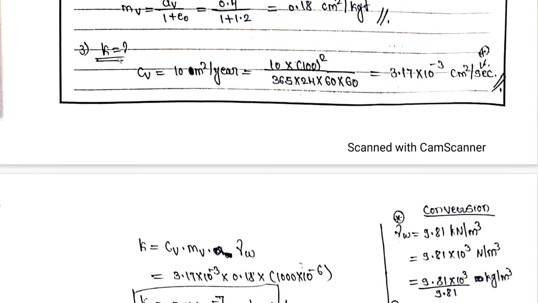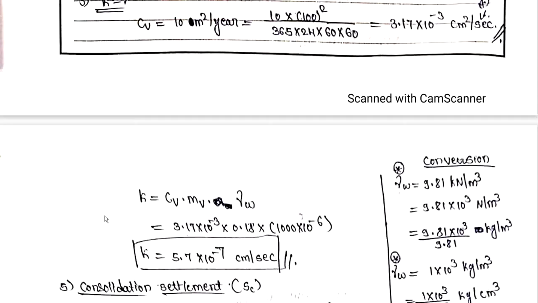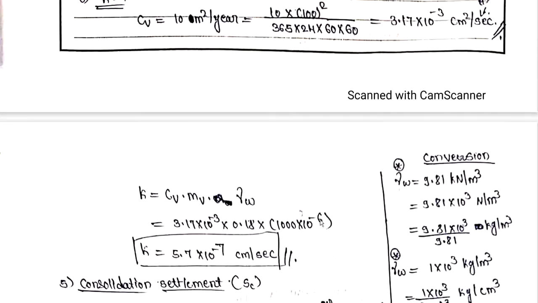Now k is equal to what? cv is equal to k divided by mv into mu w as our formula, but I am just rearranging that formula to find out the k. So k is equal to cv into mv into mu w. So cv is 3.17 into 10 to the power minus 3, into mv is 0.18, into mu w is 1000 into 10 to the power minus 6.